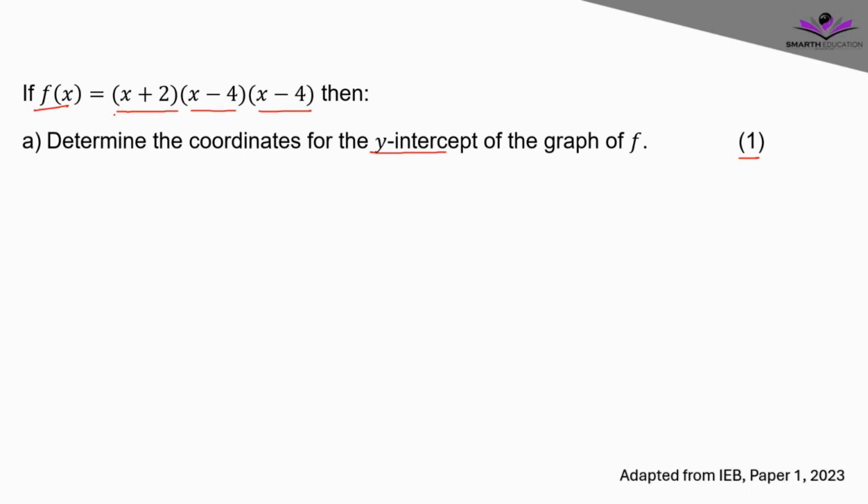How do we find the coordinates of the y-intercept? Where there's x, we put 0. So it means y is equal to, remember, y is f of x. This is f of x is equal to 0 plus 2, then 0 minus 4, and then 0 minus 4. Negative 4 times negative 4 is positive 16, times 2 is 32. So y is equal to 32. Therefore, the coordinates of the y-intercept are 0, 32. Okay, then you get your mark there. Let's do B.